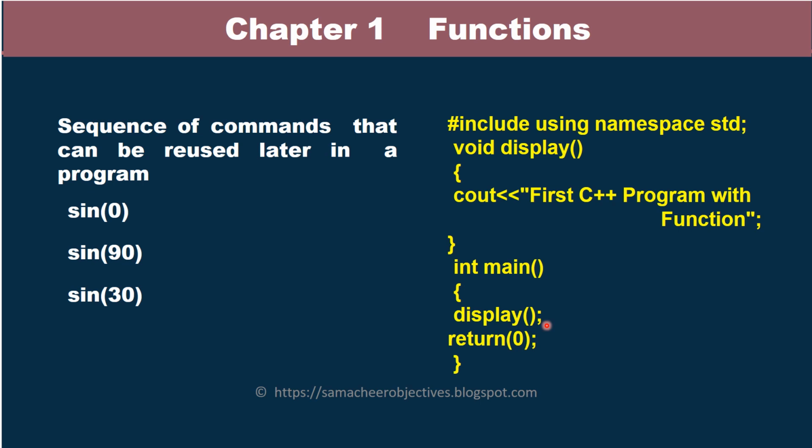Once we define a function, we can call that function any number of times within the program. So we have defined the function display in this program, so we can call this display function in this program any number of times, but we cannot call this display function in some other program, right?